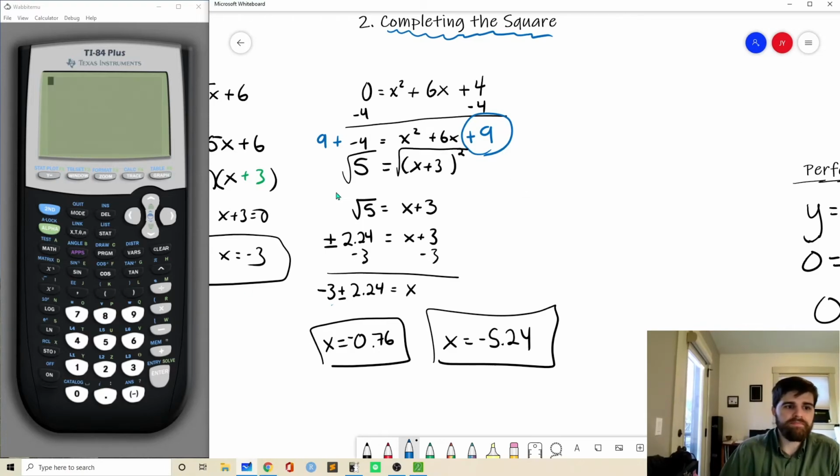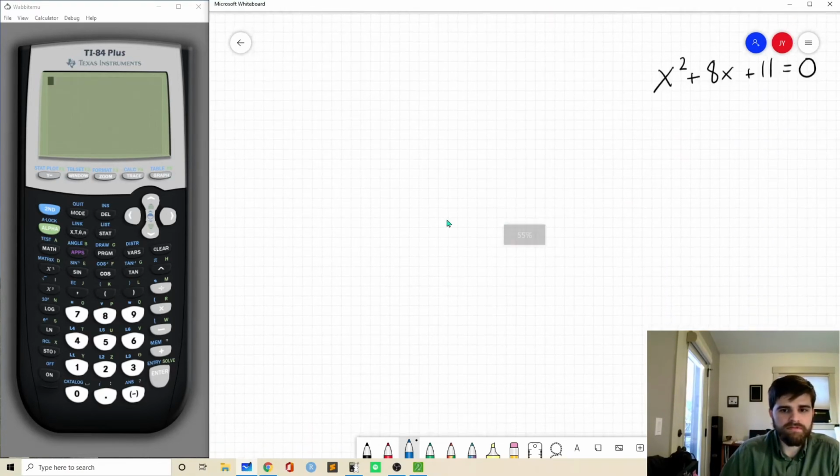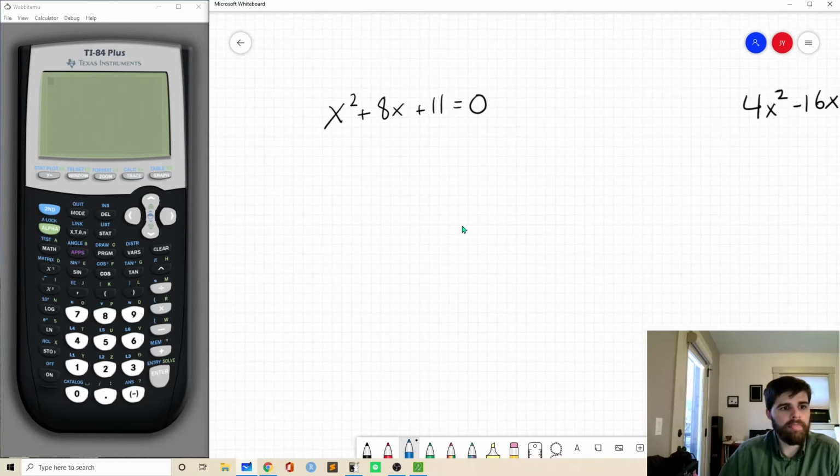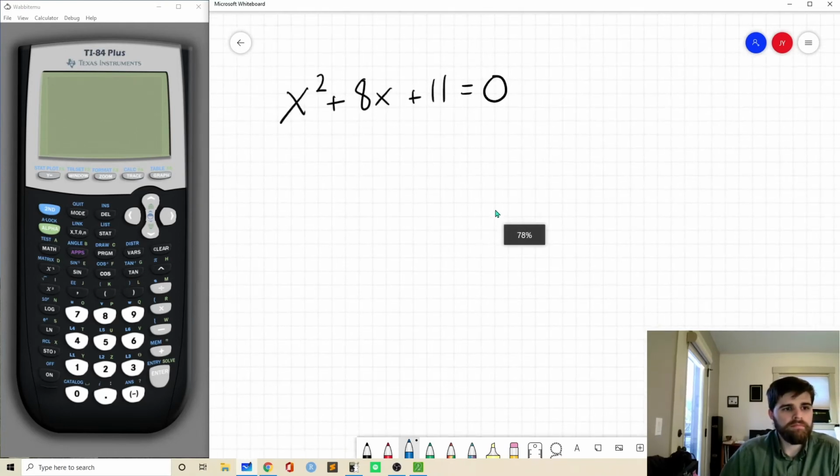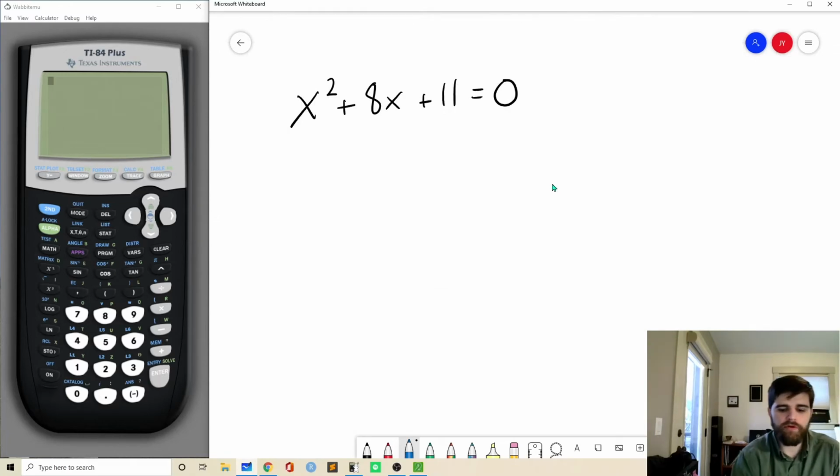So let's try this again. There's my problem. All right, so we're going to follow the same process and see if we can solve this quadratic. Because again, we can't factor it. There's no factors of 11 that add up to 8.